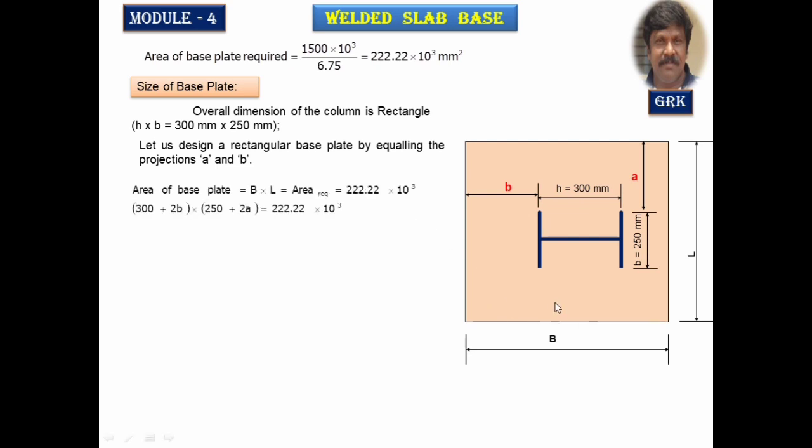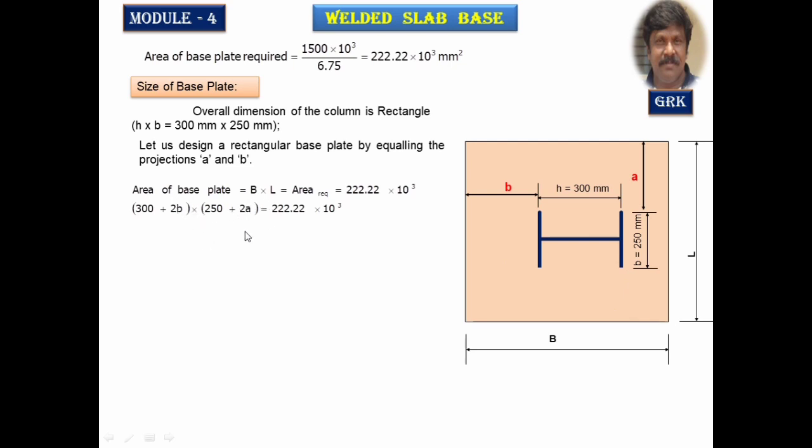The area of the base plate is B into L. This B into L is being equated to the area required. So B is nothing but 300 plus this projection plus this side projection. So B is 300 plus 2 times of B, and L is 250 plus A plus A. So this is the formula.